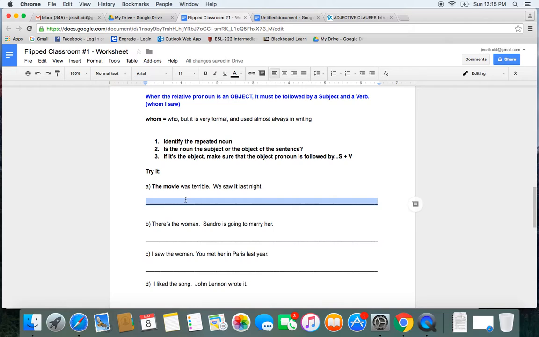Okay, good. So now that we've identified it, we have to do number 2. Is the noun the subject or the object of the second sentence? We saw it last night. It's definitely not the subject. Must be the object, right? We saw it. We saw the movie. Okay, if it's the object, make sure that the object pronoun is followed by subject and verb when you make the sentences. All right, I'll remember that.